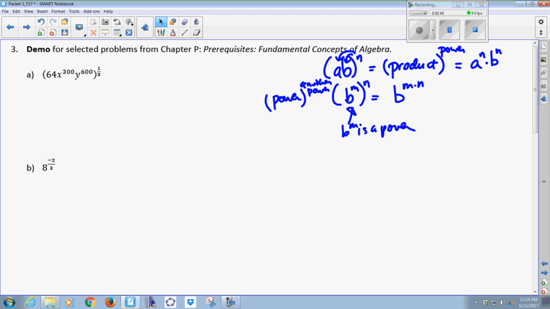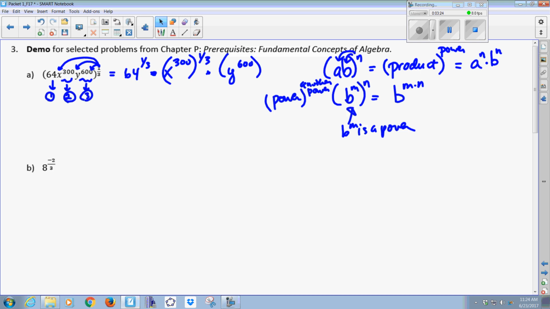So let's take a look at this problem A. The first thing I see is that I have 3 factors: factor number 1, factor number 2, and factor number 3. So each of these factors under the product rule have to be attached somehow to that power 1/3. So we're going to just raise each one of these to the 1/3 power. Okay, so that's my first step.